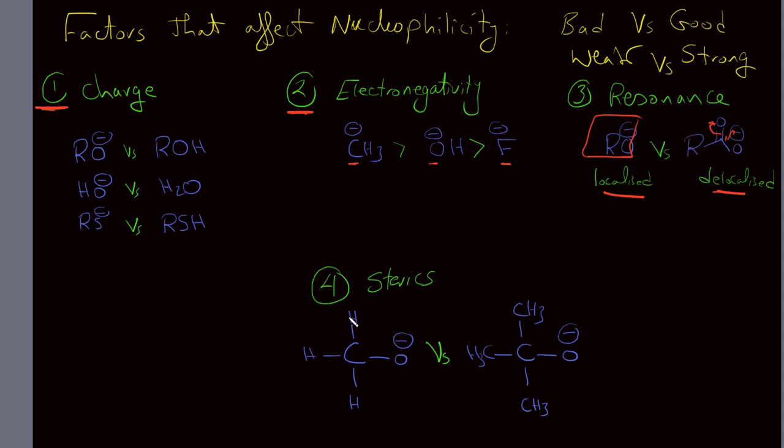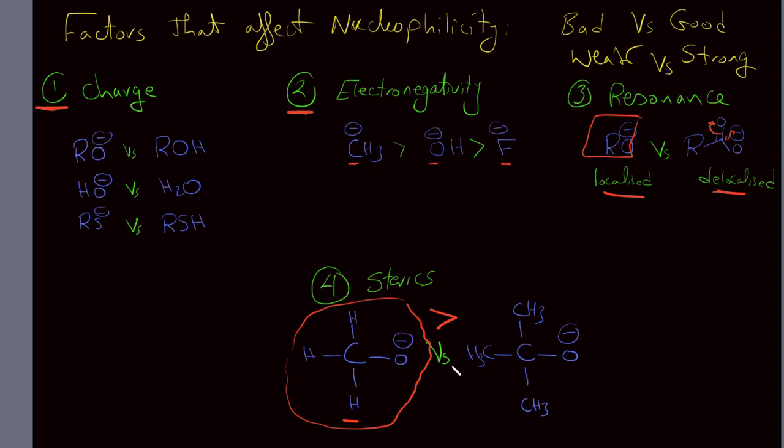Sterics. You want your nucleophile to be small and sneaky so it can go and do an attack very easily. A carbon with an O minus, that's the nucleophilic part, carrying 3 hydrogens, versus a carbon with an O minus, that's the nucleophilic part, carrying 3 R groups. This is too heavy to go anywhere, but this one here is very light to go. So this is going to be a much better nucleophile than the t-butoxide.